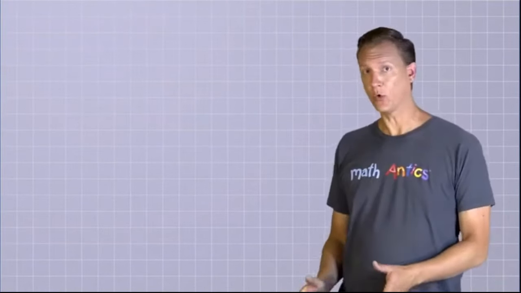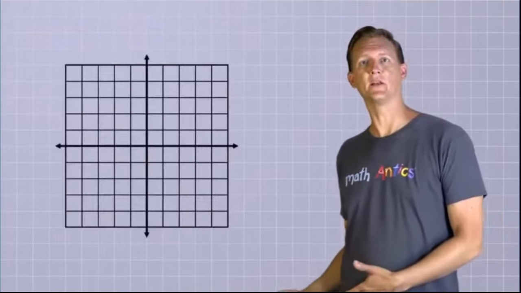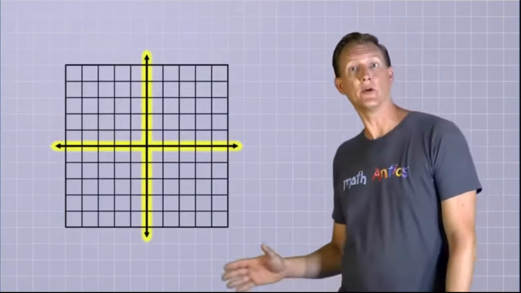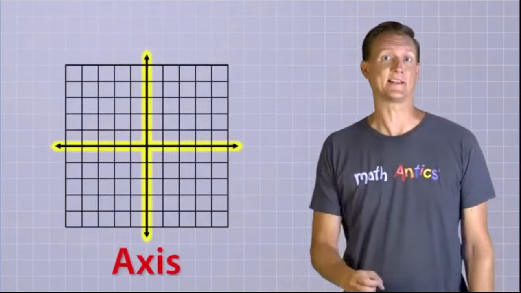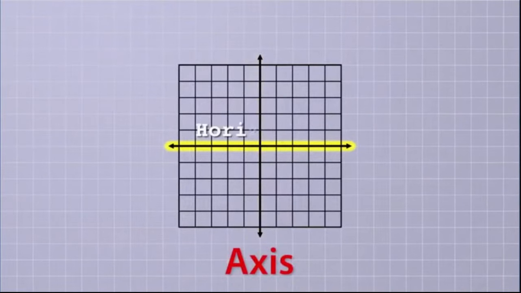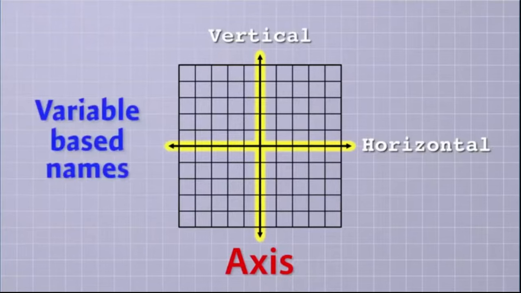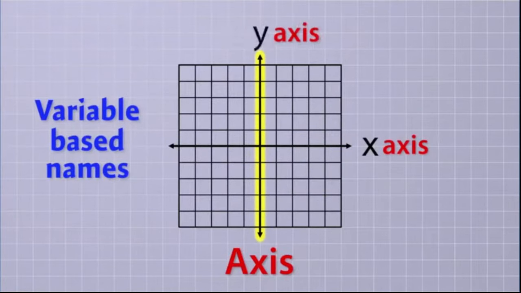Okay, to understand how coordinates work, remember that our number plane is formed by combining two perpendicular number lines. From now on, we're going to refer to each one of these number lines as an axis. One of the axes is horizontal, like the horizon, which means the other axis is vertical, or straight up and down. And they're often called the horizontal and vertical axes because of that. But even more often, the axes are referred to by variable-based names. The horizontal axis is called the x-axis, and the vertical axis is called the y-axis.